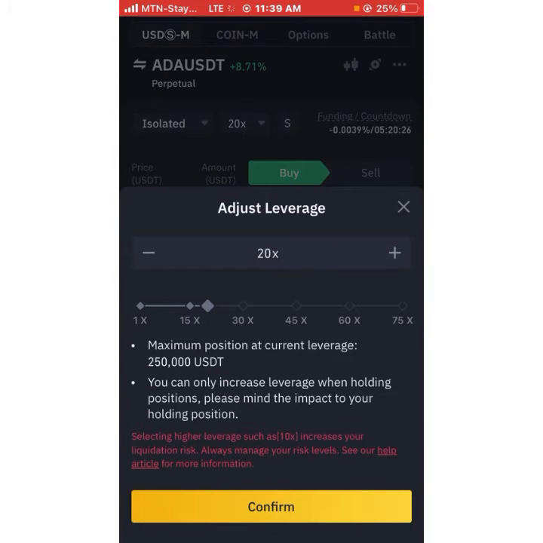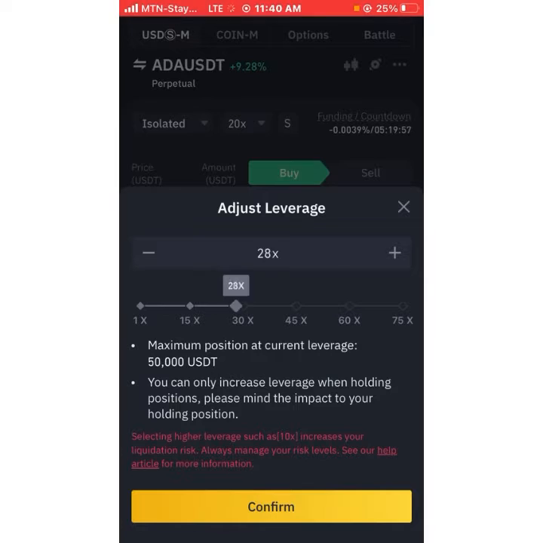And when you look down, you see adjust leverage. The 20x is in between. You have minus, you have plus. All right, then below it we have 1x to 75x. All right, so I want to adjust it to 5, because professionals will say between 5 to 10 leverage is the best, but I would say choose 5 leverage, 5x.